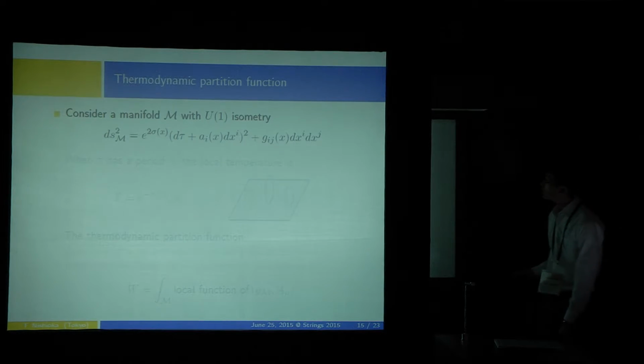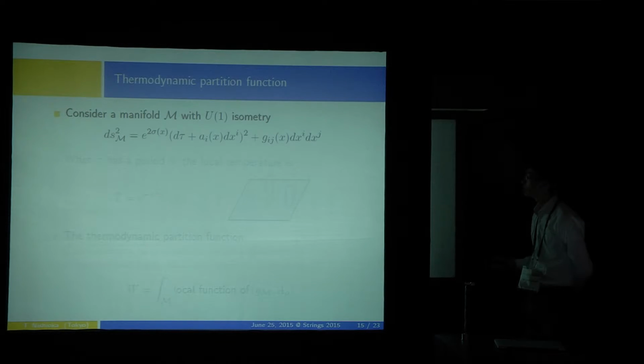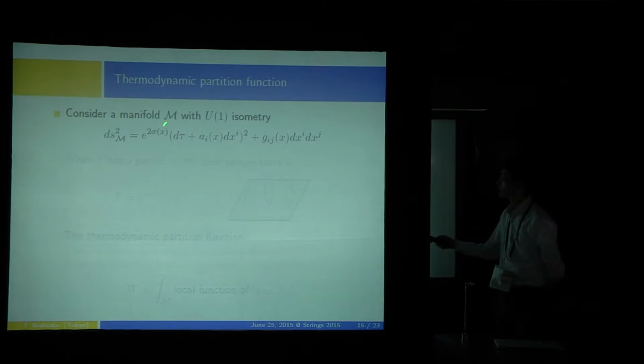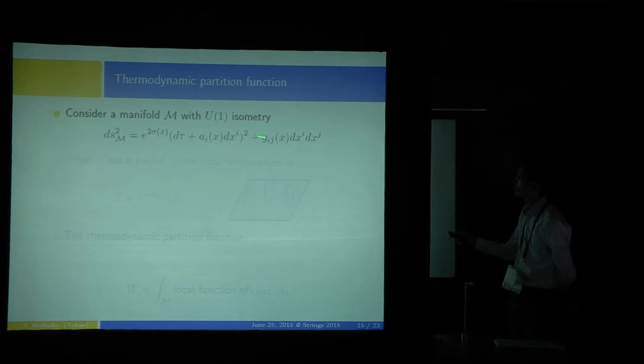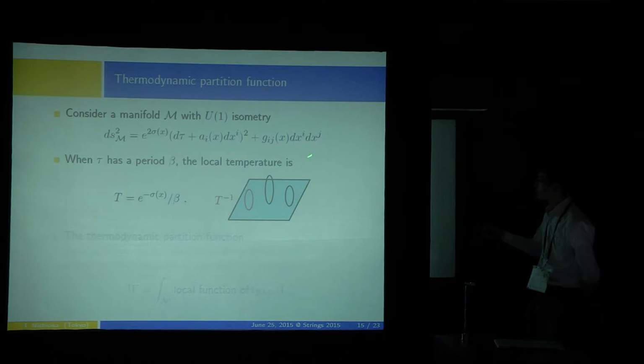Okay, so to calculate the thermodynamic partition function, first we need to prepare a manifold which has U(1) isometry. Here you have a base space labeled by xi's, and here you have a U(1), or S1, fibration over the base. Since translation along tau is an isometry, you have something like a picture of this.